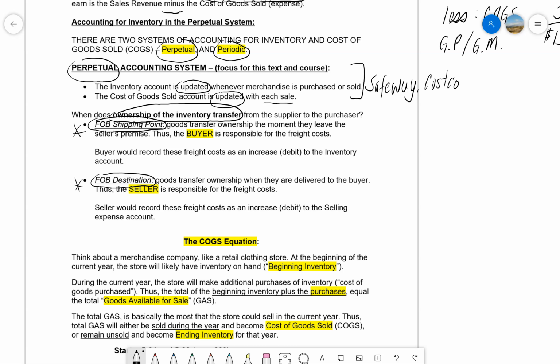When you see the term FOB or freight on board shipping point, the goods transfer ownership the moment they leave the seller's premise. So the buyer takes ownership the moment they leave the seller's premise, and so therefore the buyer is responsible for the freight cost.